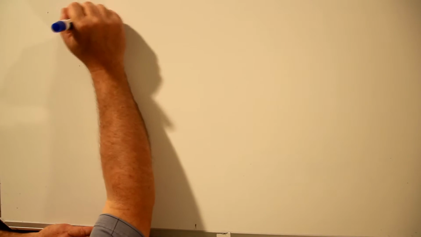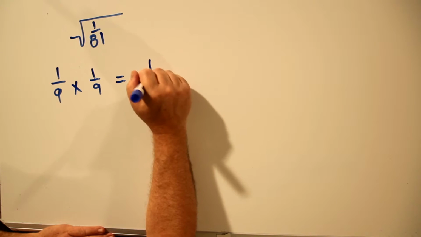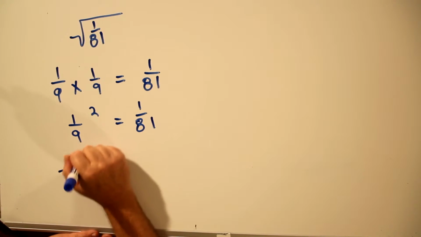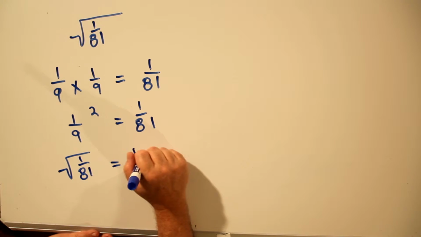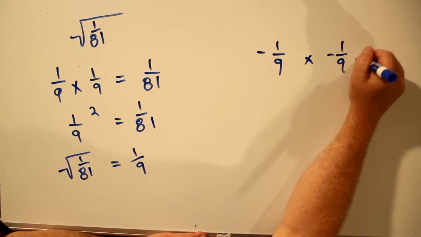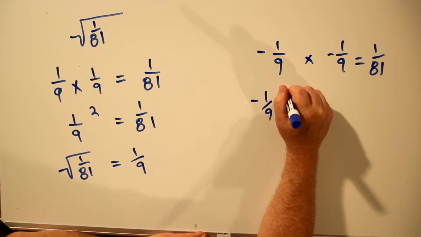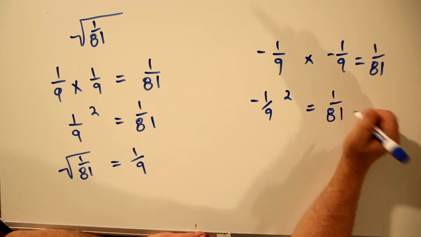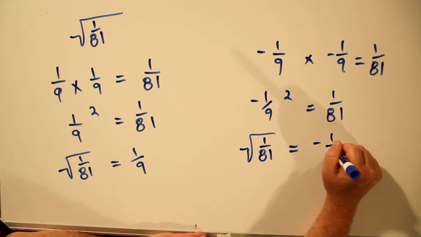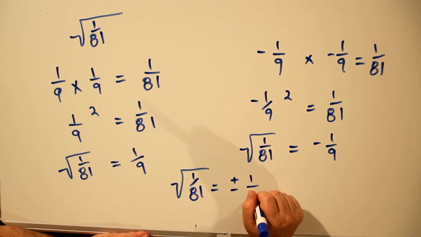What's the square root of 1 over 81? Turns out 1/9 times 1/9 is 1 over 81. 1/9 squared is 1 over 81. Therefore the square root of 1 over 81 is 1/9. And negative 1/9 times negative 1/9 is positive 1 over 81. Negative 1/9 squared is positive 1 over 81. The square root then of 1 over 81 is also negative 1/9. So we would write the square root of 1 over 81 equals plus or minus 1/9.